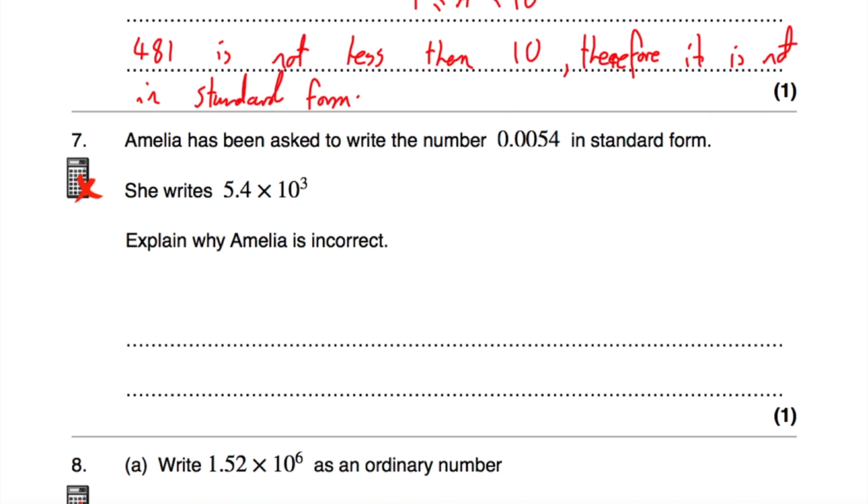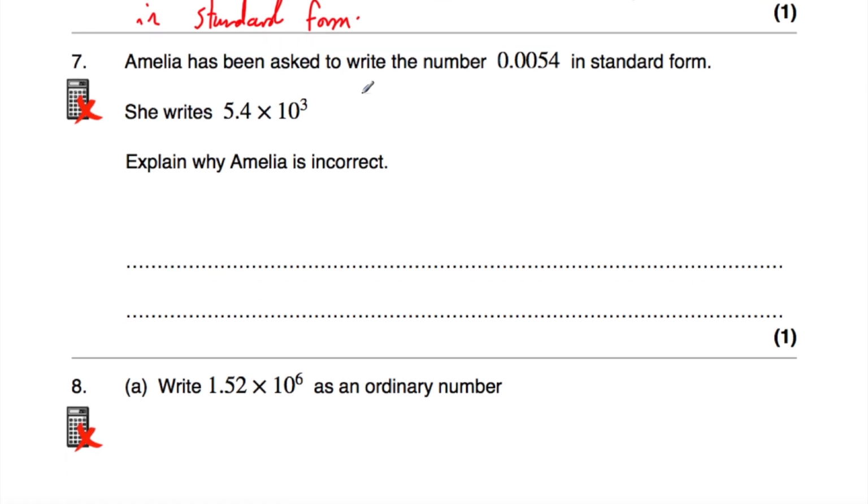Okay, question number 7. Question number 7 says, Amelia has been asked to write the number 0.0054 in standard form. And she writes 5.4 times 10 to the power of 3. Explain why Amelia is incorrect. Okay, so let's have a look at Amelia's answer. Well, actually, Amelia's done well to begin with. She's written 5.4, and 5.4 is greater than 1, but less than 10, so that's good. But she's got times 10 to the power of 3.